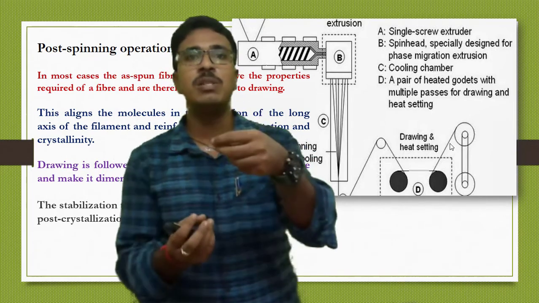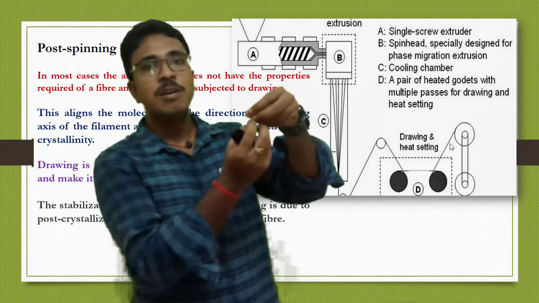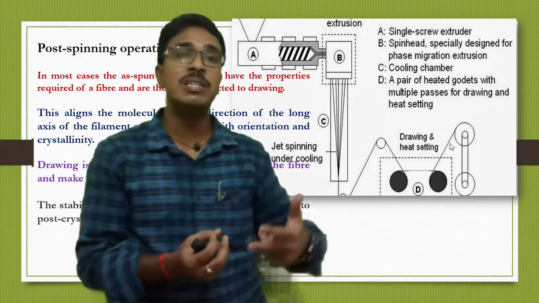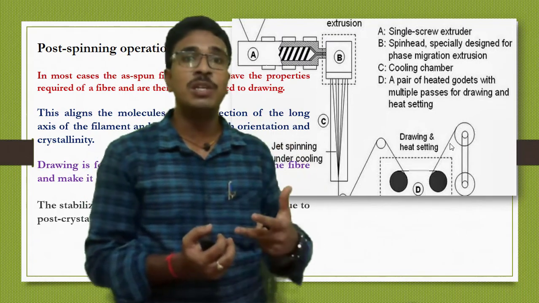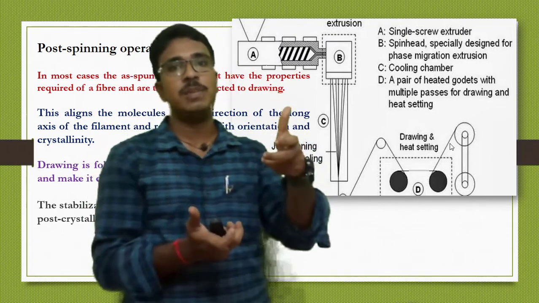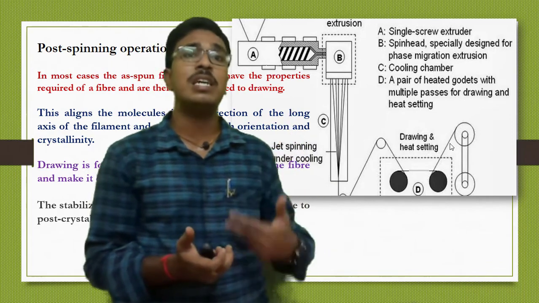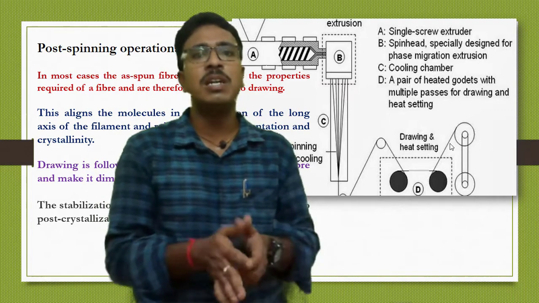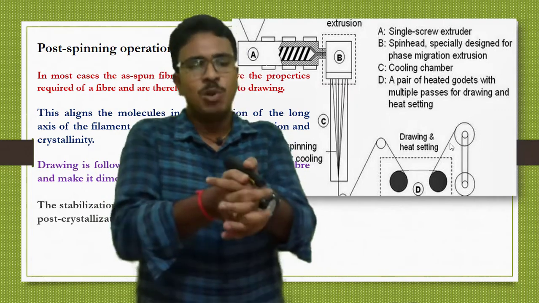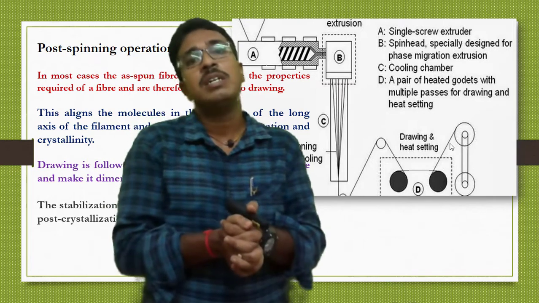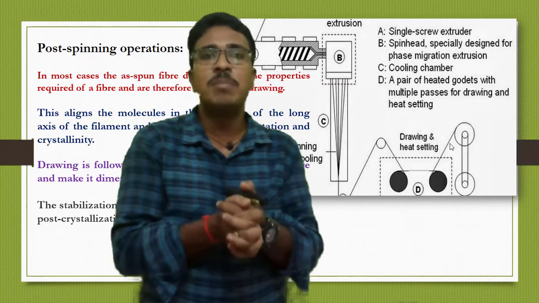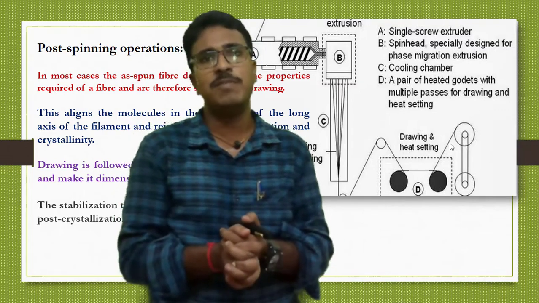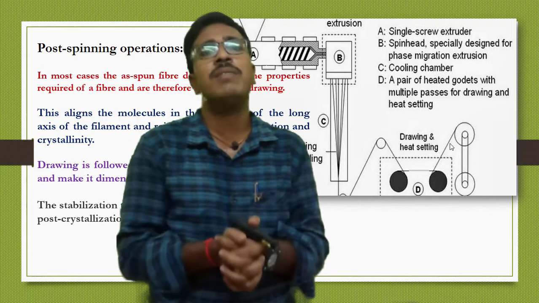All the molecules will start to align along the length, that is, the axis of the filament, so that orientation takes place, that is, arrangement of molecules along the yarn axis. That improves the crystallization in the filaments. Crystallization is nothing but a compact arrangement of molecules. There won't be any gaps in the polymer structure. So this is very, very important for any kind of man-made fiber. For any type of man-made fiber, the crystallization rate is very, very important.